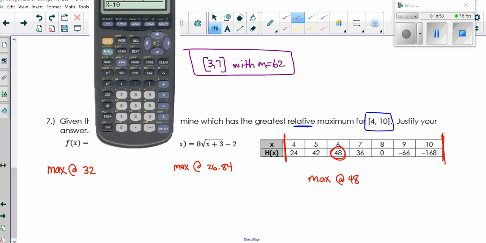So which function was the question? Determine which function had the greatest maximum. It's this one with the max at 48. So h of x is the function that has the highest maximum at 48. All right.